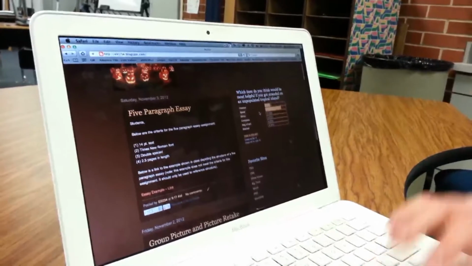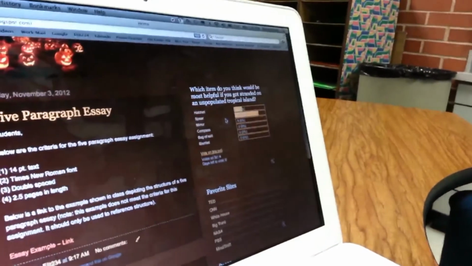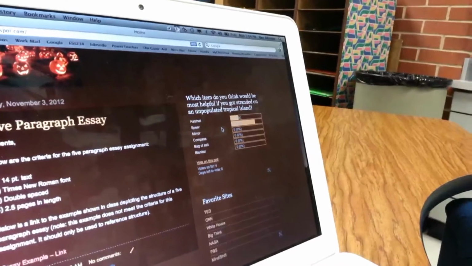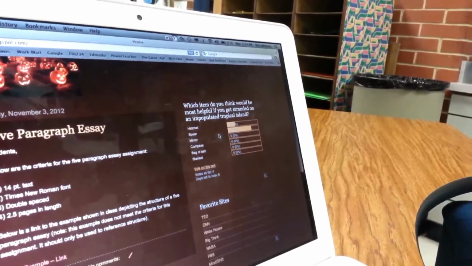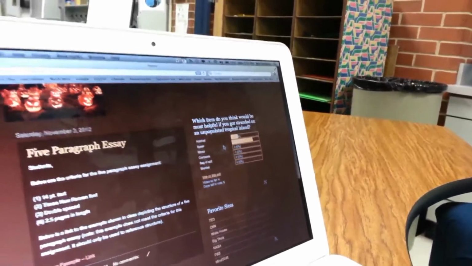On this side over here you'll see, this is a question. It says, which item do you think would be most helpful if you got stranded on an unpopulated tropical island? A hatchet, a spear, a mirror, compass, bag of salt, or blanket? And so far I only have 4 votes, but there are 6 days left. And once the voting is over, we could talk about why, so far a spear is most popular. Why is a spear helpful on a desert island? And that can lend itself to all sorts of interesting conversations.